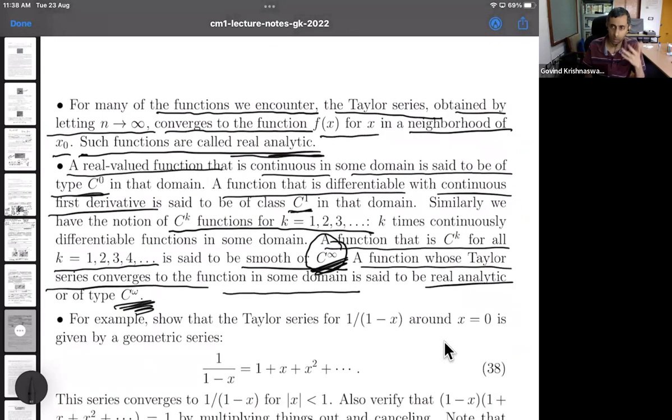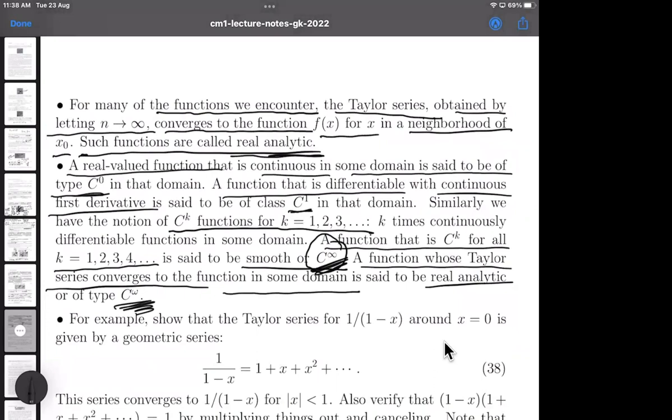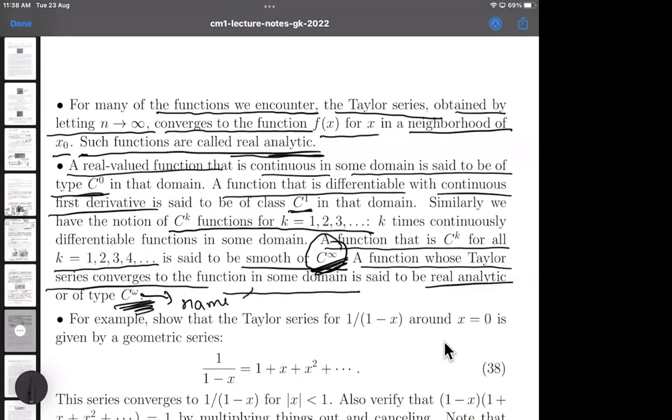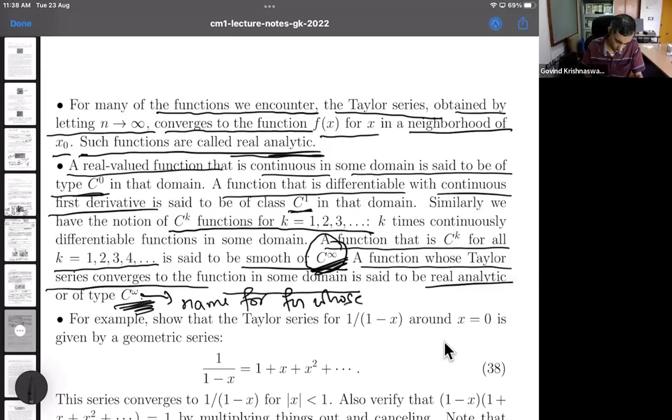In mechanics. I could not understand C omega. C omega is simply a name for functions whose Taylor series converges to the function in some domain.